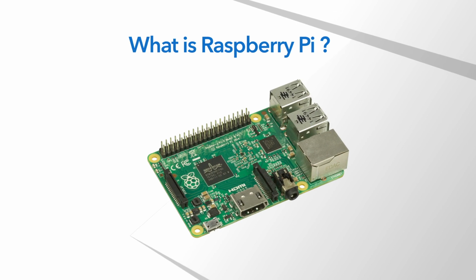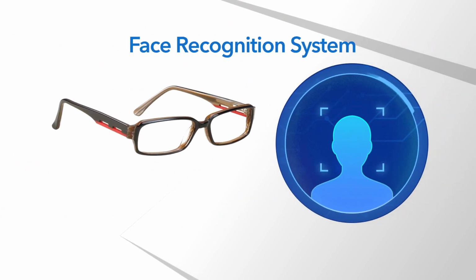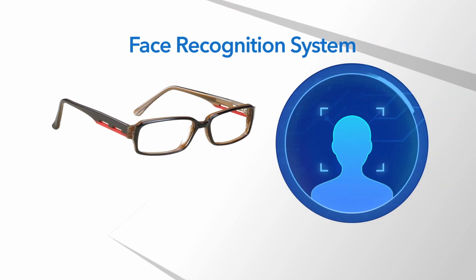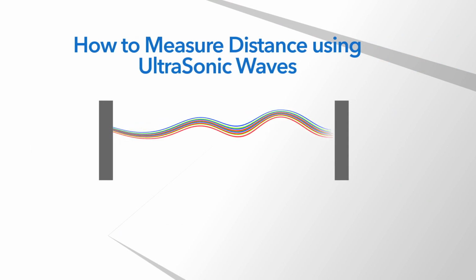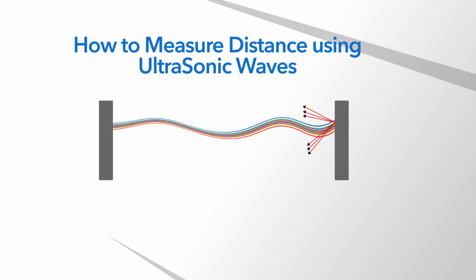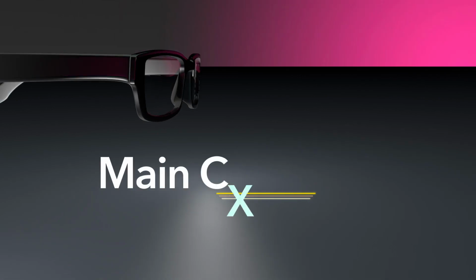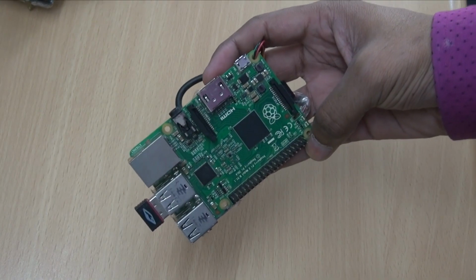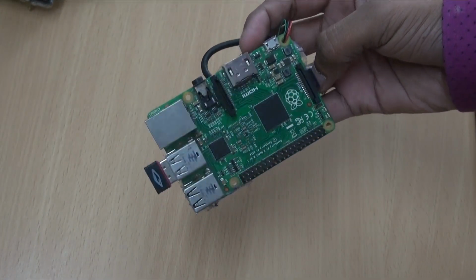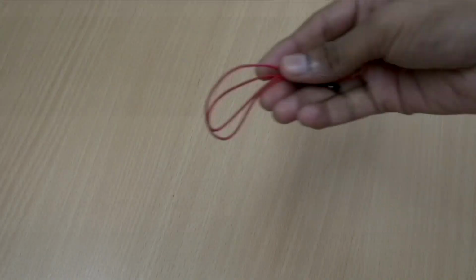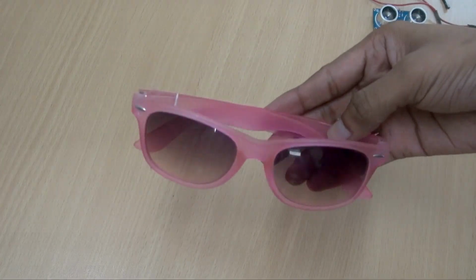Let's see what we can learn from this project. We will be learning about Raspberry Pi, how we can create a face recognition system, and how we can use an ultrasonic wave to measure distance. Let's have a look at the main components required for this project. We will be requiring a Raspberry Pi, a Pi camera, one ultrasonic sensor, some wires, and one eyeglass.